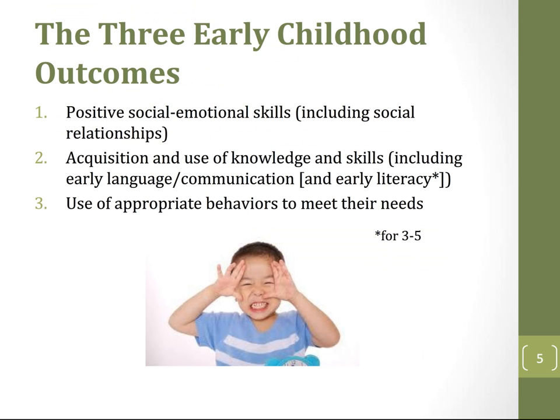The 3 early childhood outcomes represent what we want children to gain as a result of participation in our early childhood programs. We want them to have positive social emotional skills. We want them to be able to acquire and use knowledge and skills across settings and situations, and we want children to use appropriate behaviors to meet their needs. The 3 outcomes are the same for both Part C and Part B.